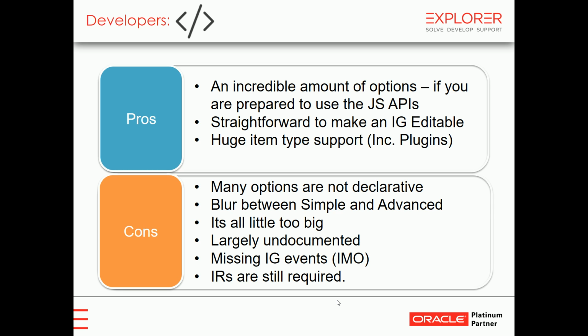Now the cons. Many options are not declarative, so it goes back to that first point if you're prepared to use the JS API. There's a blur between simple and advanced. So what you think is simple to do is quite tricky. What you think is going to be tricky to do is going to be quite simple. So yeah, don't be put off. Look at the coding examples.